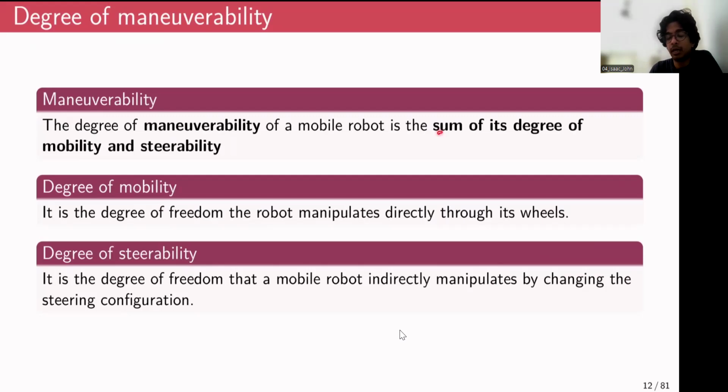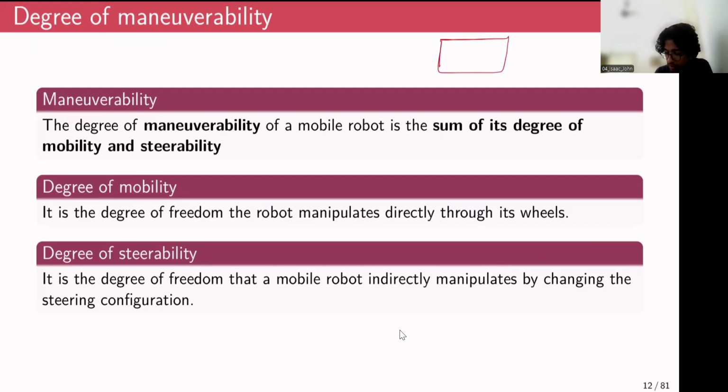If you are independently powering each of these motors, the degree of mobility becomes 1 for each of these wheels. So in total, you can sum up all the degrees of freedom, and the total degree of mobility would be 4, because each wheel contributes 1 degree of mobility. And degree of steerability is nothing but the degree of freedom that a mobile robot indirectly manipulates by changing its steering configuration. In this example, we have only considered each of these wheels to be directly driven. They are fixed wheels, not steerable.